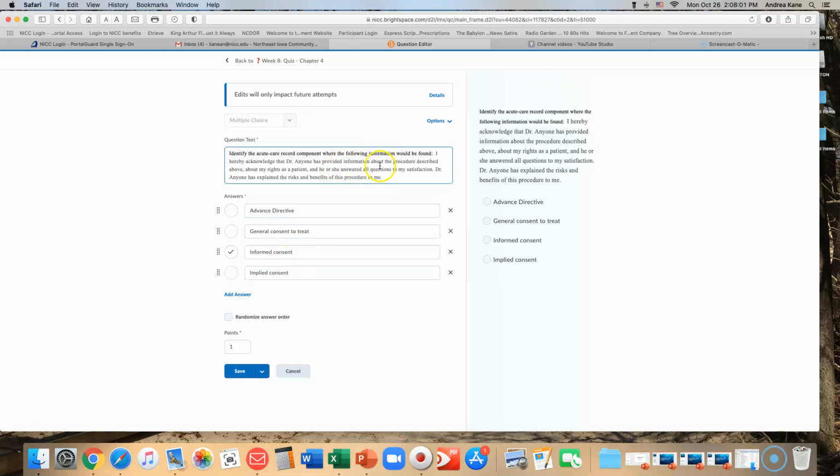If you're unconscious, that's the type of thing. This, what should have tipped it off as informed consent, is it's about a specific procedure. It talks about procedure. General consent to treat is not going to list any specific procedure. Implied consent is not going to list any specific procedure. That's how you know. An advance directive talks about what you want done if you are end of life or needing life support or that type of thing.